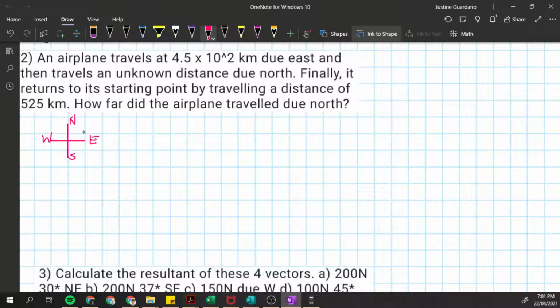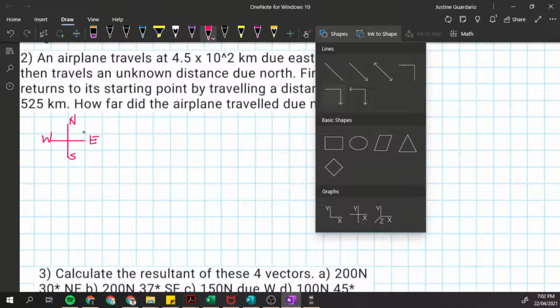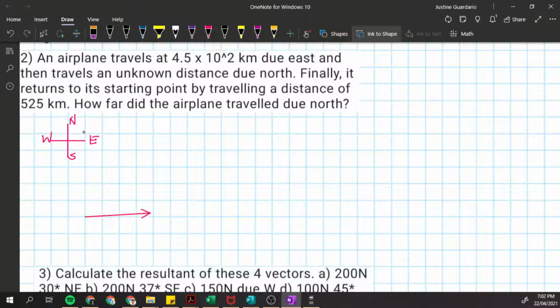Okay? The first vector that we have is the airplane traveled 4.5 times 10 squared kilometers due east. Okay? So, it lies on our positive x-axis. So, this will be our first vector. Suppose this is our first vector, with a distance of 4.5 times 10 squared kilometers.